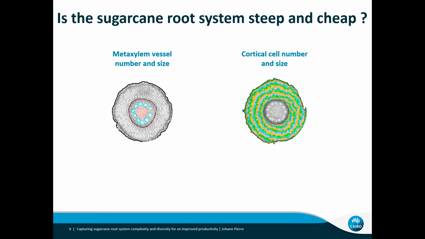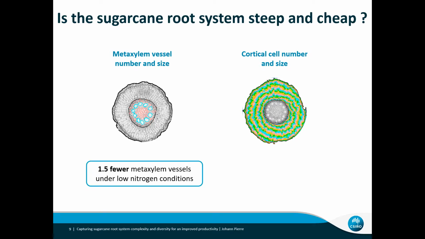Here you can see a representative image of the root cross-section. First we observed that there were 1.5 fewer metaxylem vessels under the low nitrogen condition. Then when we looked at the cortical cell numbers and their size, we did not observe any significant difference between treatments. So it looked like the nodal roots do not reduce their cortical burden when the nitrogen is limiting.